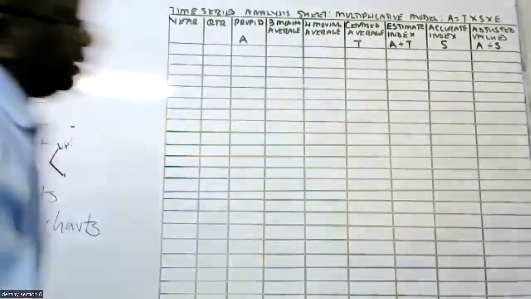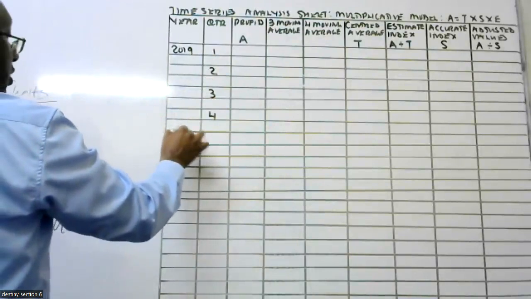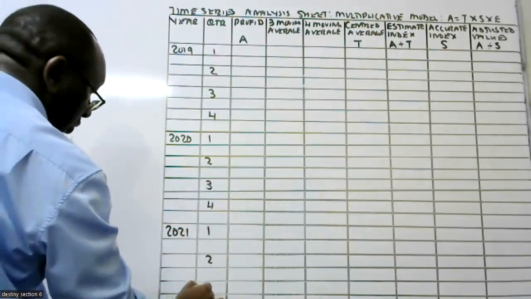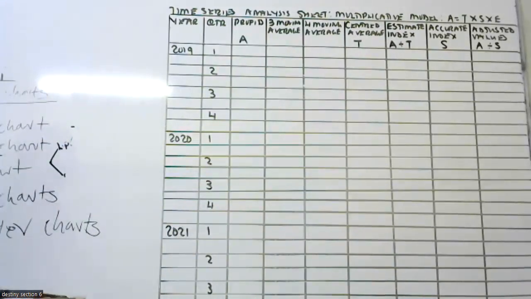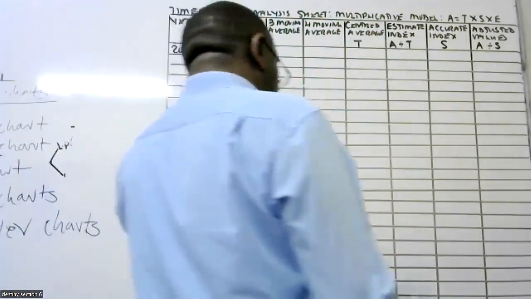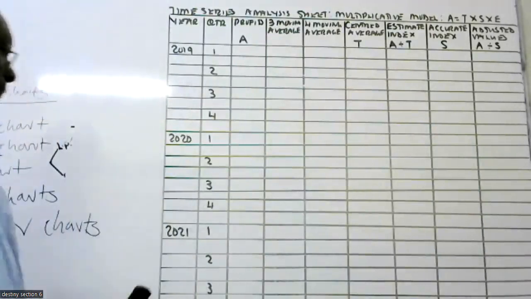So we have the year 2019, with quarters 1, 2, 3, 4. The year 2020, with 1, 2, 3, 4. The year 2021, with 1, 2, 3. It did not fit, just squeeze it together. You do not have to rule, no problem, because your book is already ruled. There is no harm in drawing the lines again.